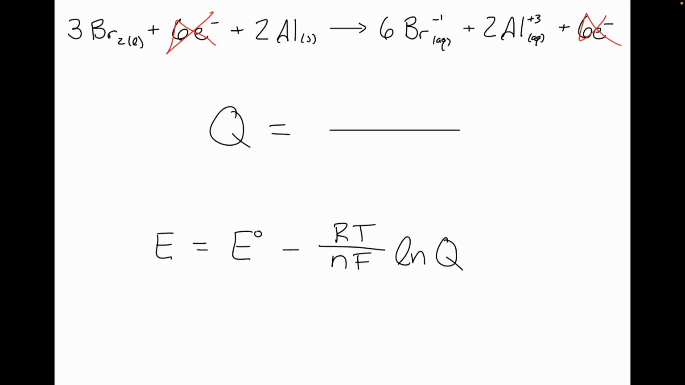All right, so I'm going to do products over reactants, right? So I have my bromide ion, the concentration of bromide to the power of 6. Concentration of my aluminum ions to the power of 2. And then what goes on the bottom? What is it? Nothing, right? Because I've got a pure liquid and a pure solid here. So my equilibrium expression is just the concentration of my two ion products.